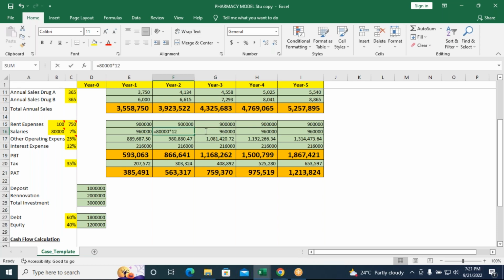Here they are telling that there is inflation happening. Inflation is happening by 7%, meaning there is an increment in the salary, isn't it? So the first year it is 9 lakh 60,000. For the next year I have to calculate the inflation that is happening. Open the parenthesis, select the first year value into the inflation they have told, 7%, plus the first year value. Then I have to click here, select and drag it till the last year.